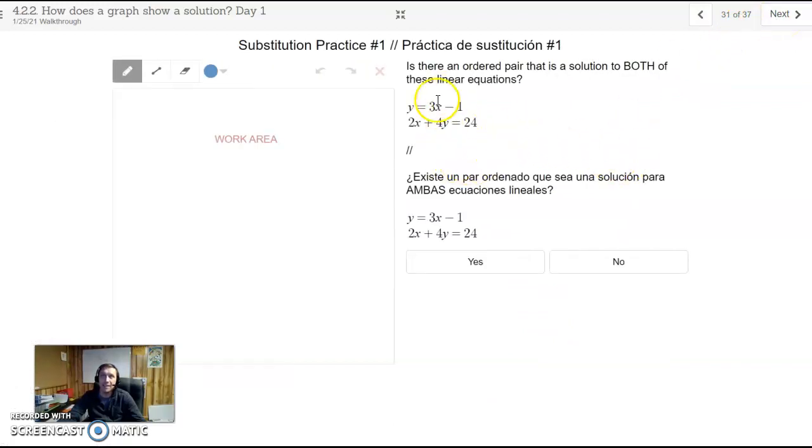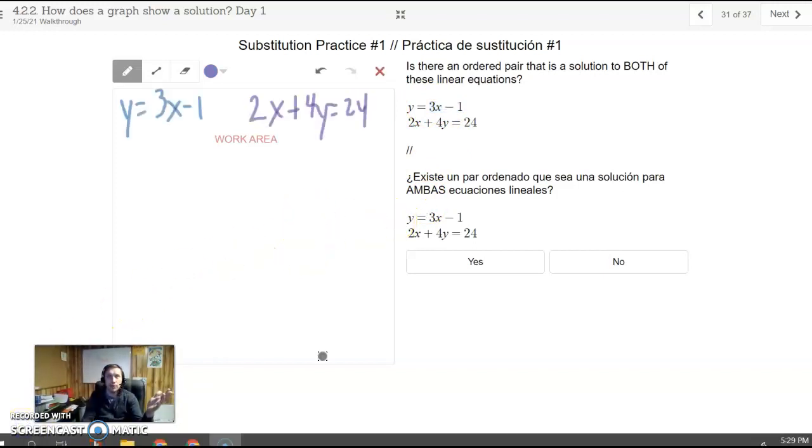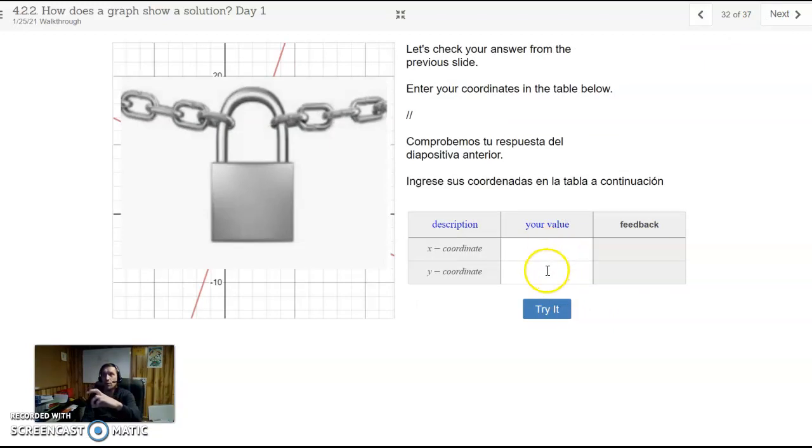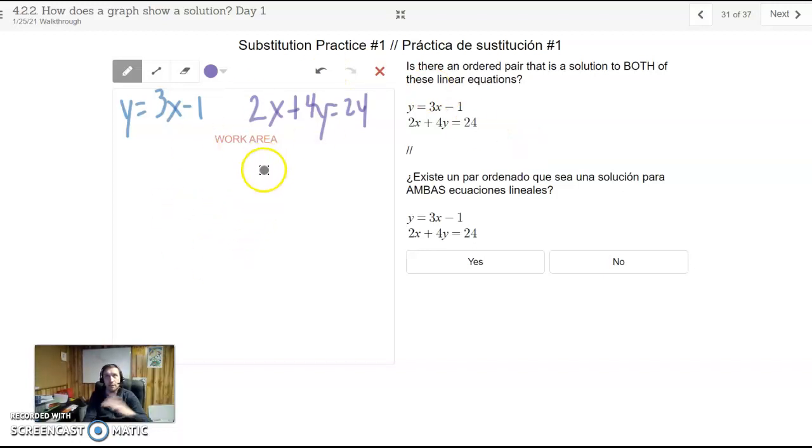I want to work on this type of substitution right here today. This one says y equals 3x minus 1, and the second equation is 2x plus 4y equals 24. We're going to substitute in for our second equation using this 3x minus 1. So go ahead and pause, try that out for a little bit, and then come back here when you're ready. If you think you got the right ordered pair, go to the next screen and plug those in right here for your x coordinate and your y coordinate, and it'll show you if you did it correctly.